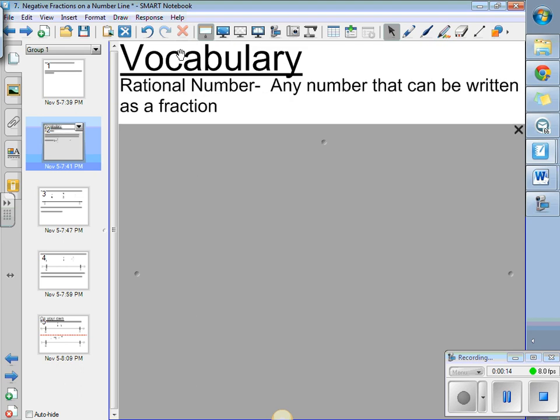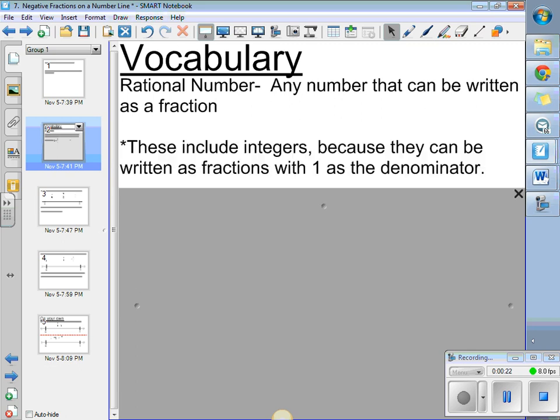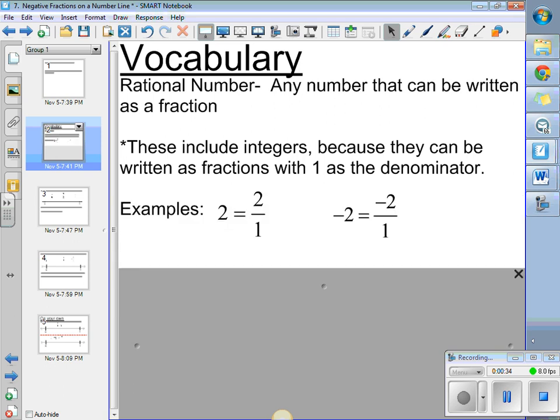Vocabulary. A rational number is any number that can be written as a fraction. These include integers because they can be written as fractions with 1 as the denominator. Examples are 2 is equal to 2 over 1, and negative 2 is negative 2 over 1.